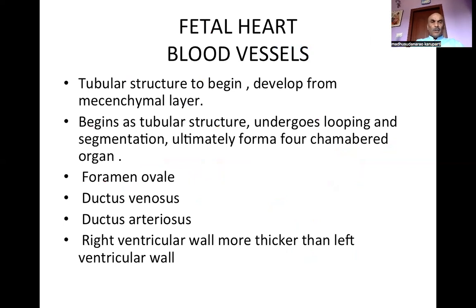Then coming to the discussion. As I told you, the heart begins as a tubular structure with a double layer of embryonic tissues. It undergoes looping and segmentation, ultimately forming the four chambers. The foramen ovale works like a valve, allowing the flow of blood from the right atrium into the left atrium. The ductus venosus is the vascular structure that connects the umbilical vein with the inferior vena cava. The ductus arteriosus is the vascular structure that connects the pulmonary trunk with the descending aorta.